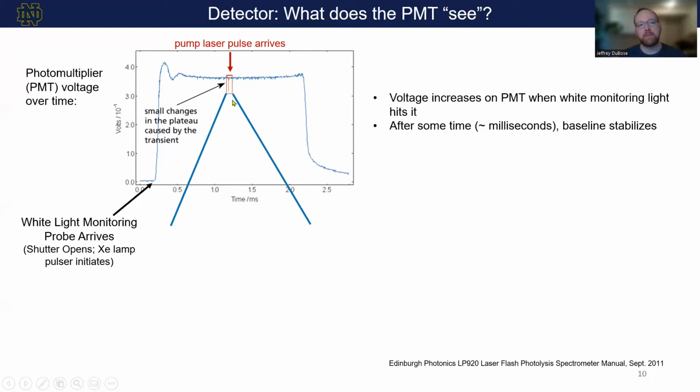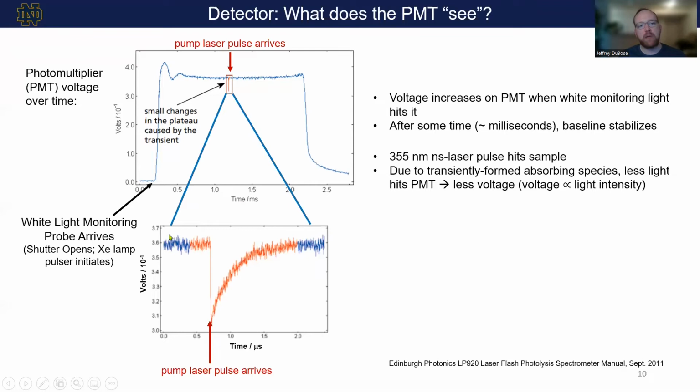That small window is blown up in this panel. This is what we care about in transient absorption. We have the stable baseline, so we have a constant voltage as all that white light is continually hitting the PMT. Then once the laser pulse comes through, it's going to excite our sample. In this case, it's showing a decrease in voltage. That would mean that we must be transiently forming some species that's absorbing more light in the sample, meaning less light is hitting the detector. Thus, the voltage is suddenly going to drop.